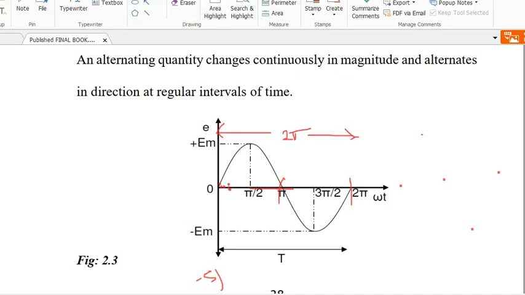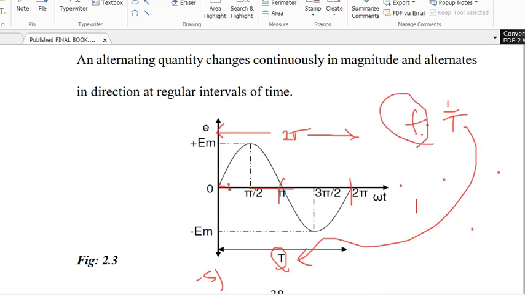It is represented using the value of T. And what is your frequency? F is equal to 1 by T. That is how you represent it. Time period represents the time it takes to complete one cycle. How much time it takes to complete one complete cycle is your time period. And frequency represents how many oscillations there are in 1 second. Oscillation means how many waveforms you can generate.